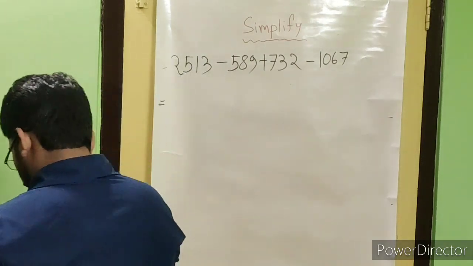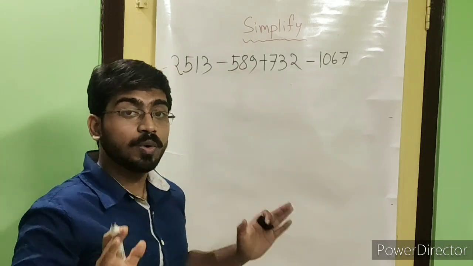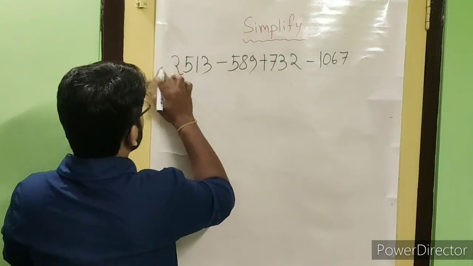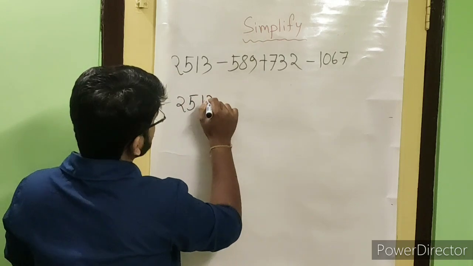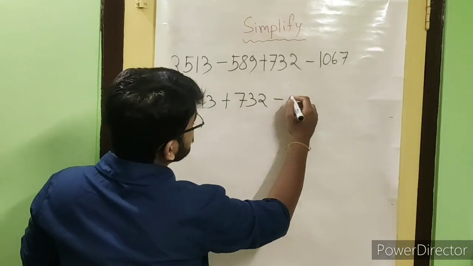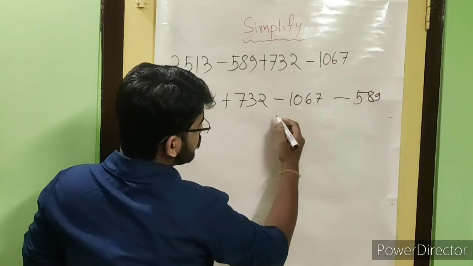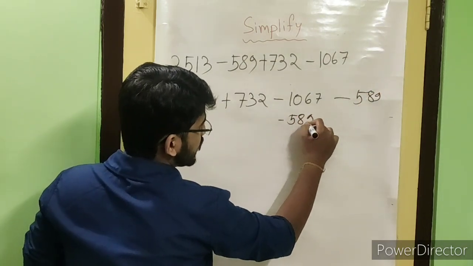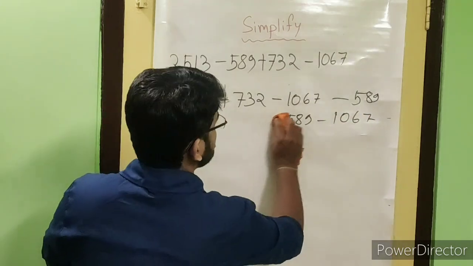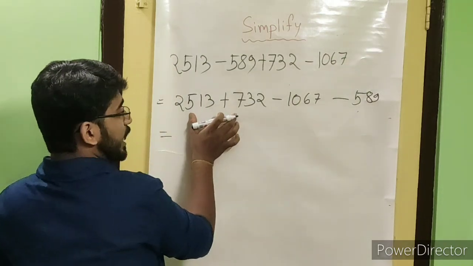So according to the rule, we need to arrange those numbers which are similar in sign, but we need to arrange the numbers which are having the plus symbol first. That means 2513 plus 732, minus 1067 minus 589, or you can write vice versa also, like 589 minus 1067. It's not an issue. Okay, so equals to, we need to add this one first.